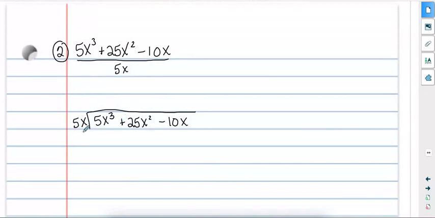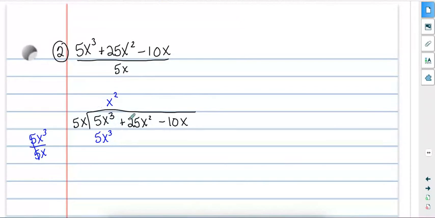How many times does 5x fit into 5x to the third power? So what's really happening is we're dividing 5x to the third power over 5x. Well, 5 divided by 5 is 1. They cancel out. And then here, x to the third divided by x, well, we're going to have x squared left over. So that's what you would write here above the 5x to the third power. So x to the second power. Because when you multiply this times 5x, you get 5x to the third power.